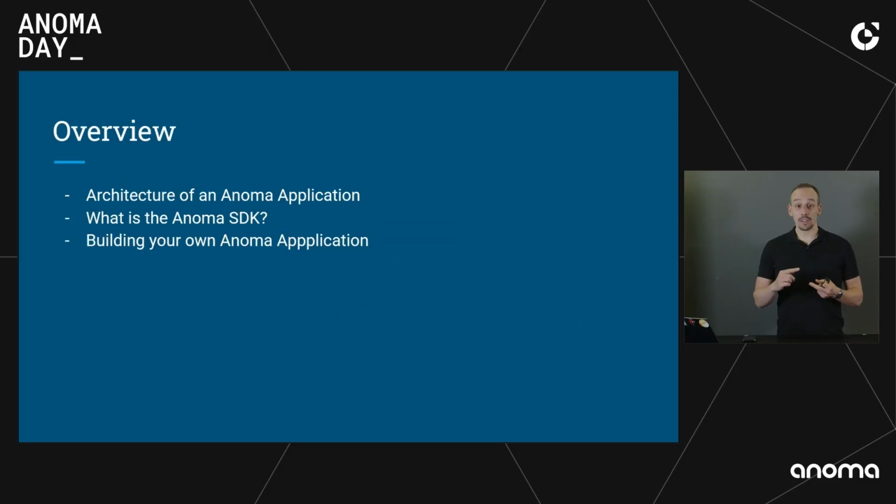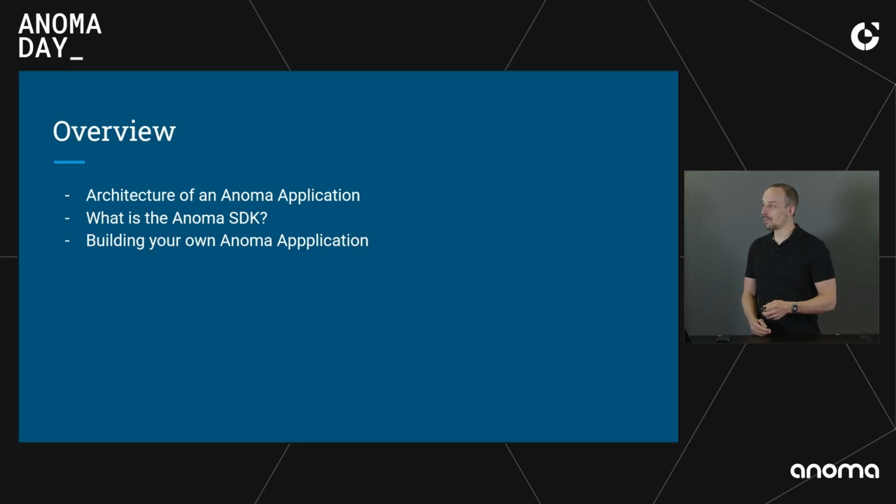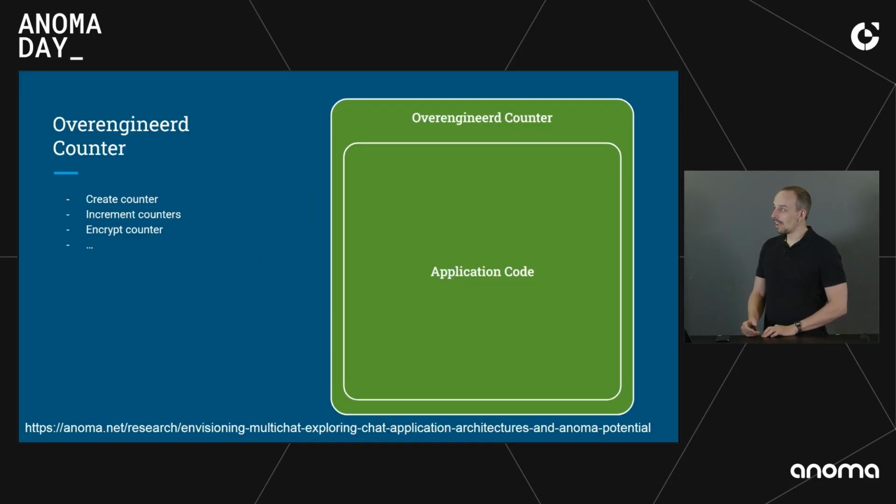We'll go over three things. First of all, the architecture of an Anoma application. That's important because an SDK is used to build applications. Then I'll explain what the Anoma SDK really is, and by what it is I mean how does it help you build applications, and then finally I'll show a very code-riddled example of an actual Anoma application.